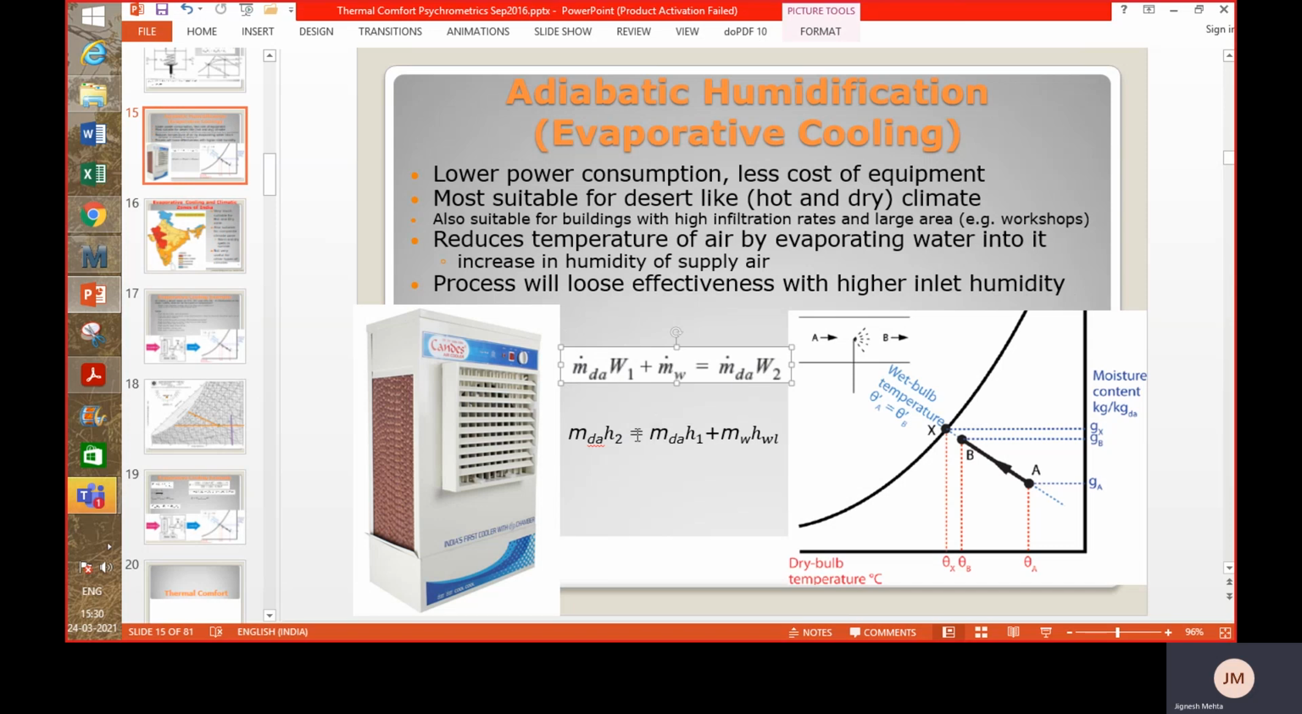Another balance equation can be written, and that is related to enthalpy. So this, the enthalpy at point 2 or point B into m dot dA, that is mass flow rate of dry air. Now mass flow rate of dry air remains same throughout the length of the system. It's not changing. What is changing is only the vapor content. So you will find m dot dA H2 and m dot dA H1, and m dot dA is same.